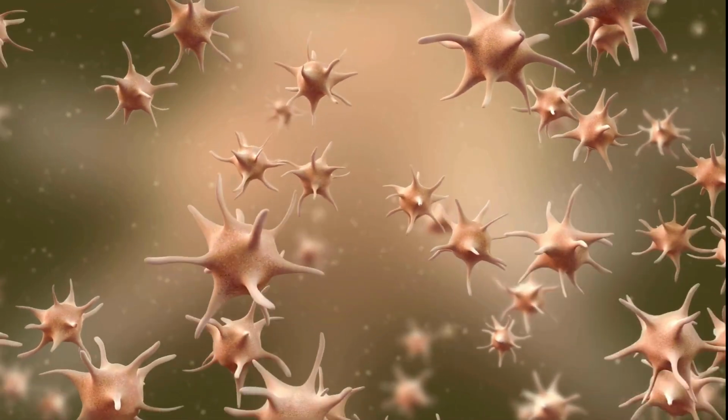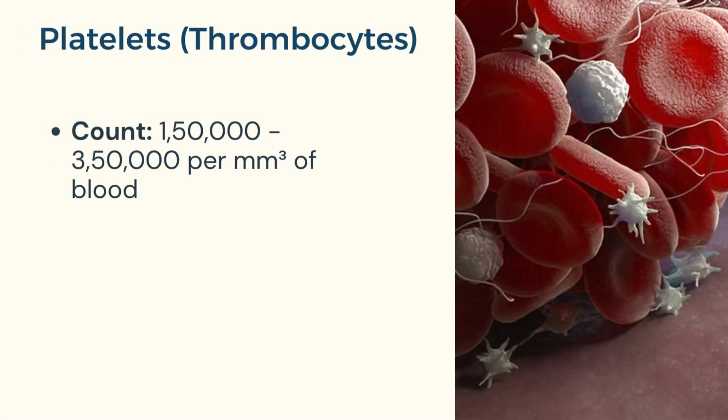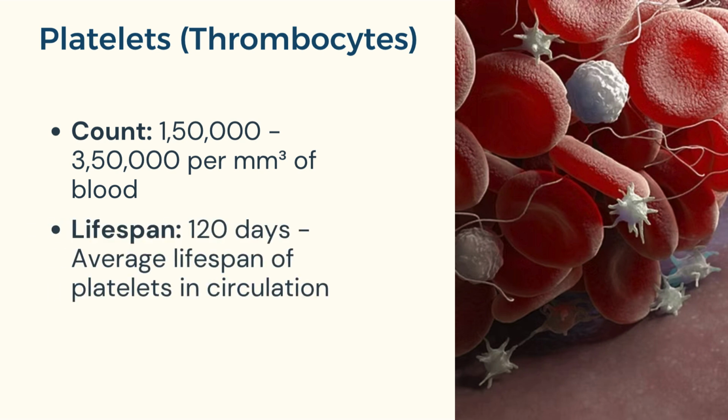Let's move to platelets or thrombocytes. Platelet count ranges from 150,000 to 350,000 per cubic millimeter of blood. Their average lifespan is 120 days.